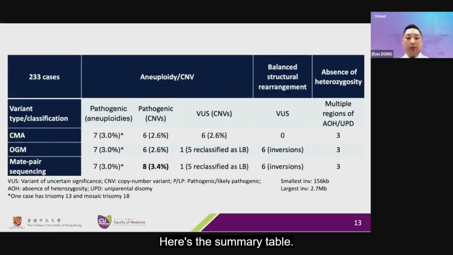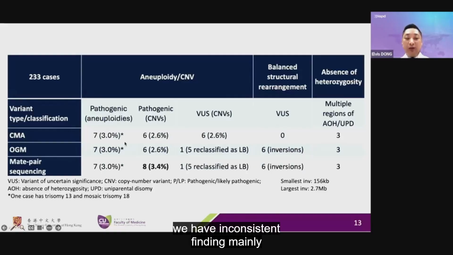Here's the summary table. In the category of aneuploidy, we have inconsistent findings, mainly due to culture differences. For pathogenic variants, optical genome mapping and CMA have the same finding, but mate-pair sequencing has an additional finding because of the small CNV involved.